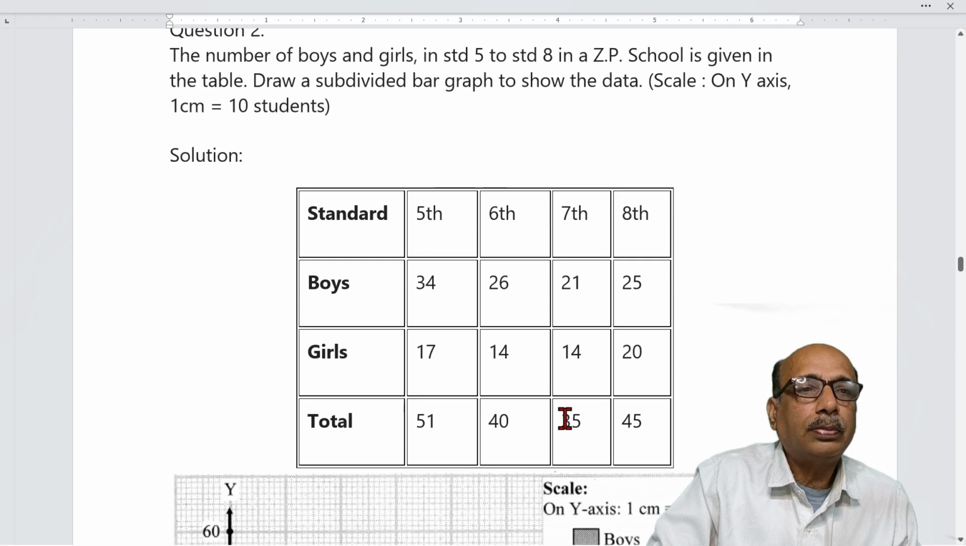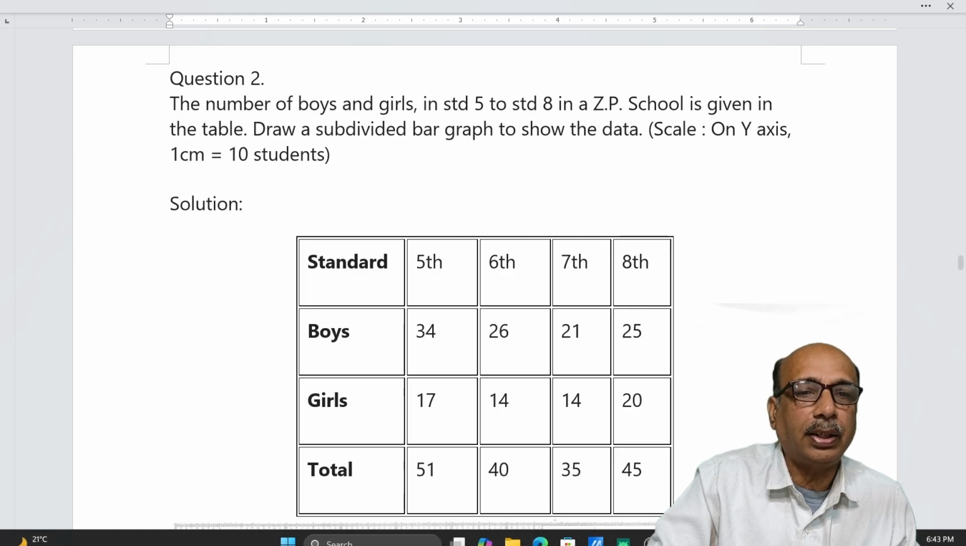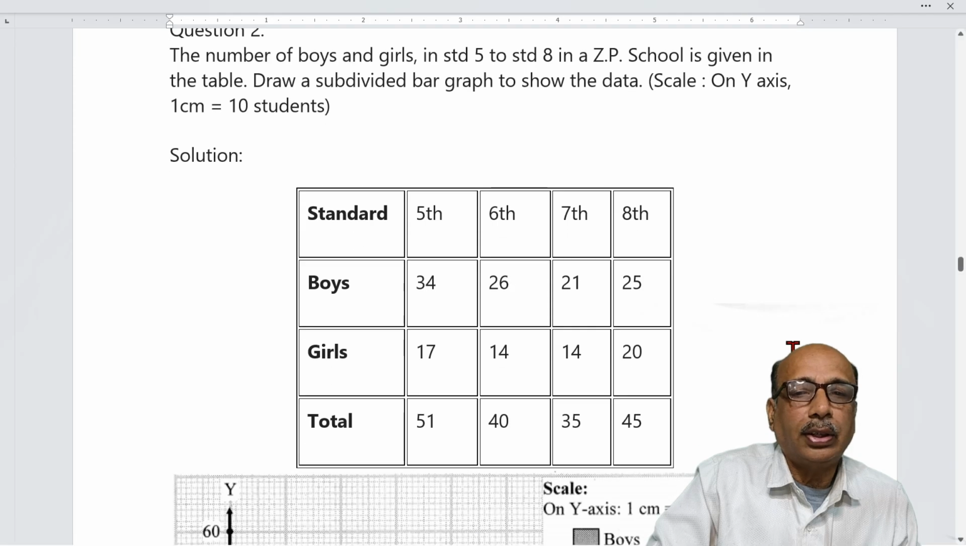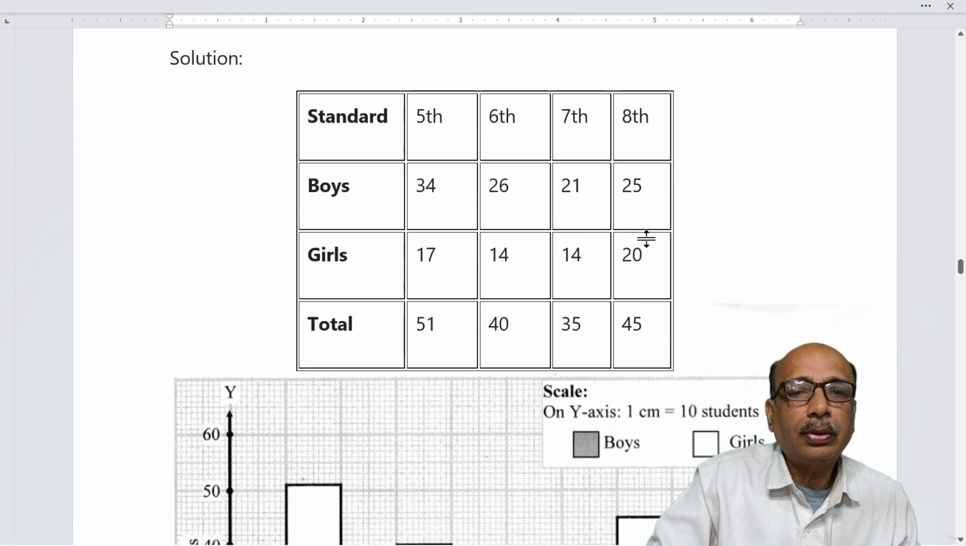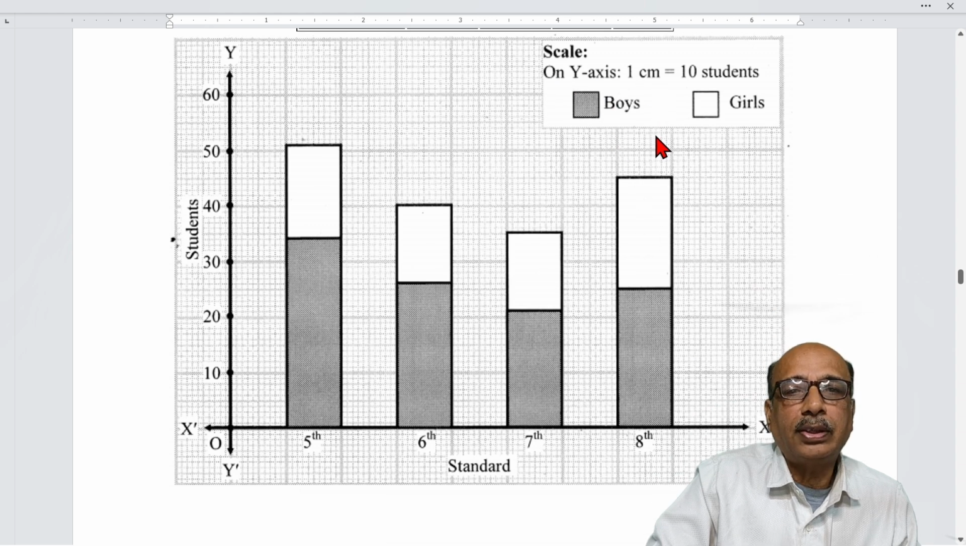Question 2. The number of boys and girls in standard 5th to 8th in a ZP school is given in the table. Draw a subdivided bar graph to show the data. Scale on the y-axis, 1 centimeter equals 10 students. So here you see the table is given in the question. So you have to draw the graph. Scale on y-axis, 1 centimeter equals 10 students you have to take.